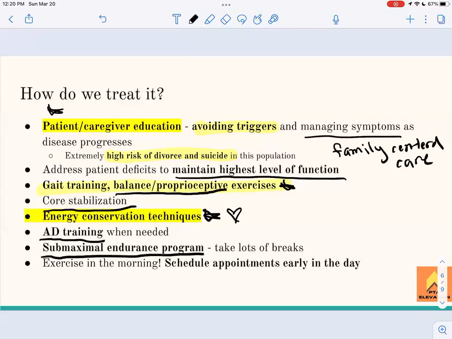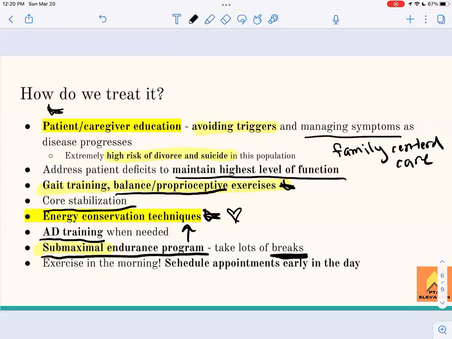Submaximal endurance program. This word submaximal is something that the boards love to use. It's like its favorite thing, submaximal. That means we're not overexerting ourselves, because that goes back to, we don't want to overexert. So we use our energy conservation techniques and we take lots of breaks. This patient is okay to take breaks. This is not your patient you push and say, come on, Sally, do one more. No. We say, okay, let's sit down, take a little break.